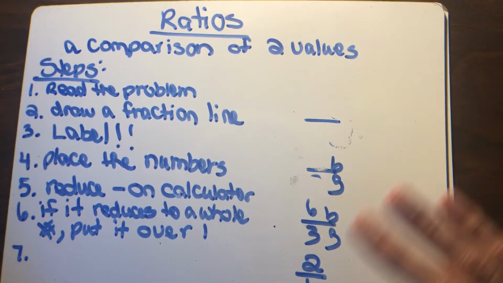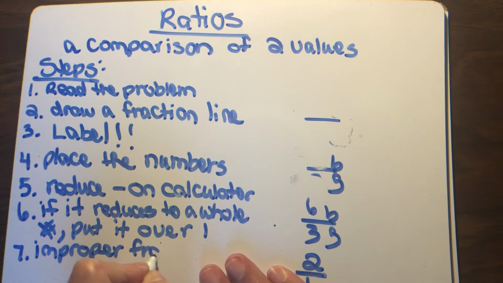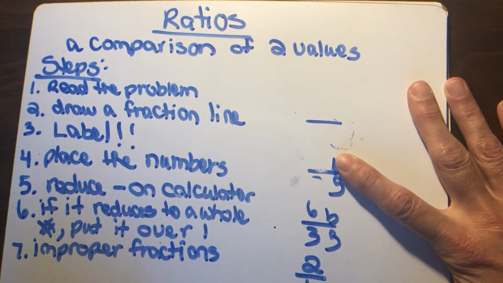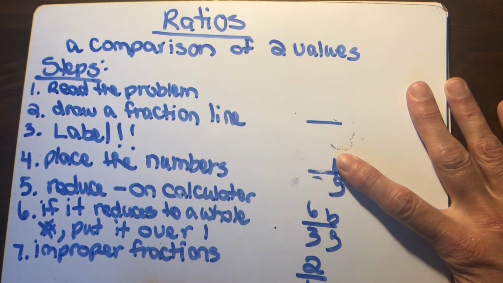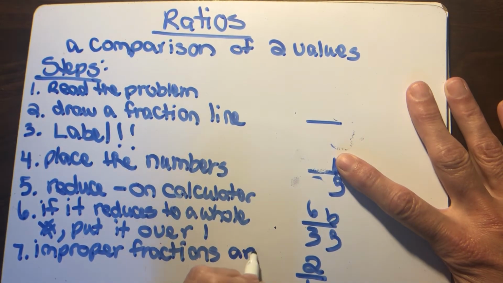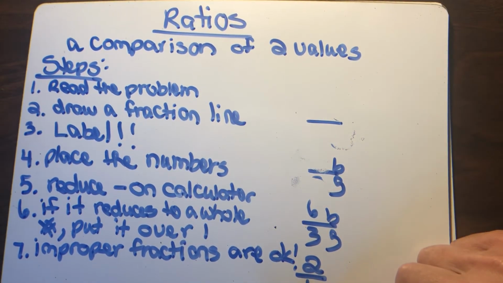Number 7 on your steps. Improper fractions. You're writing this down. It seems easy right here, but when you put all your stuff together and you have lots of concepts, it's nice to have some notes. Improper fractions are okay. So we leave it improper.